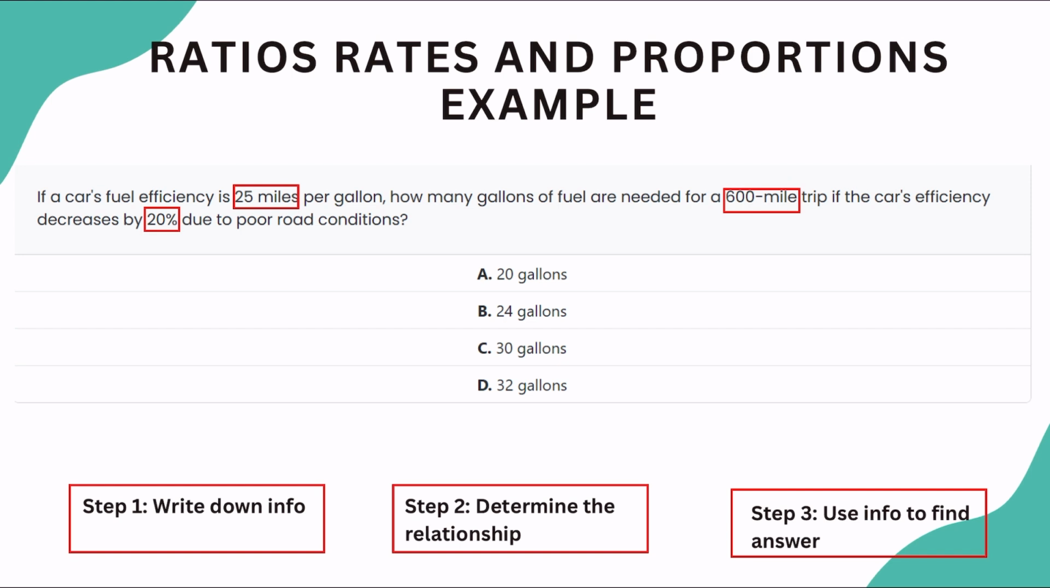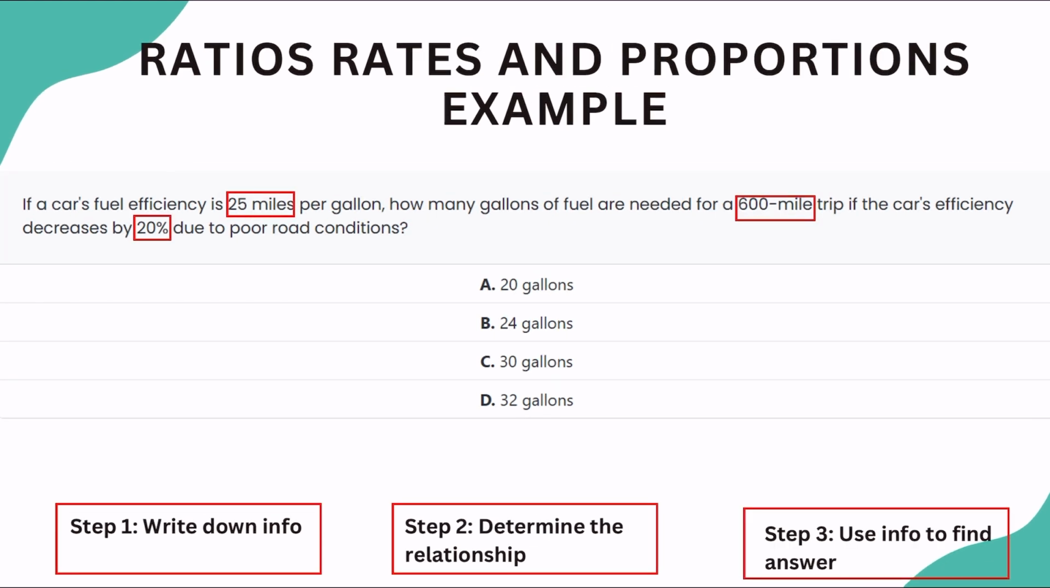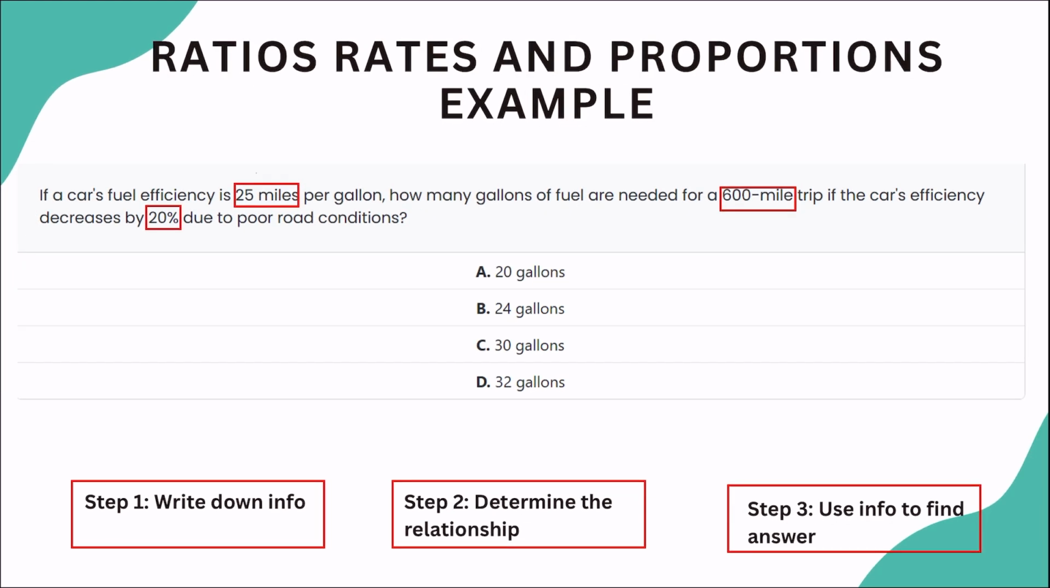So the info that I think is important here is this 25 miles per gallon. So I'm going to include all of that. The 600-mile trip, and that this efficiency is decreased by 20%. So those are the important figures that jumped out at me for this question.